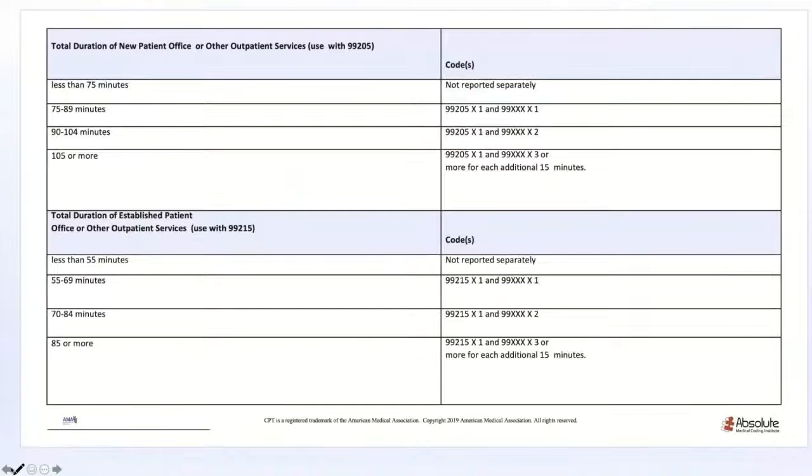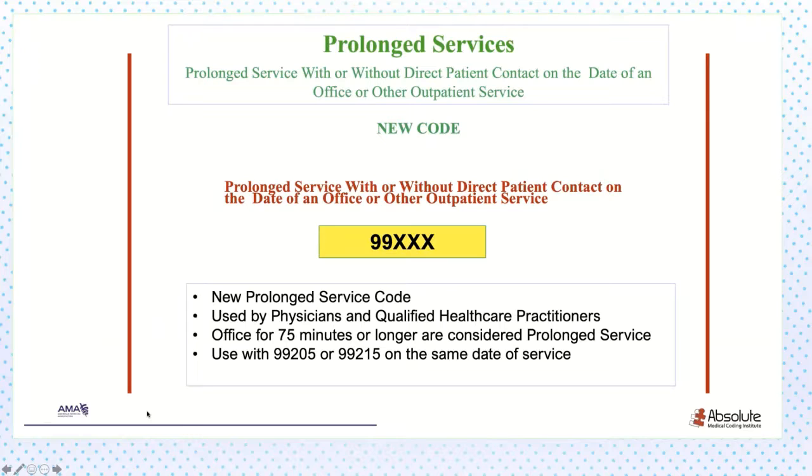Yes, and here are the code's features. This is a new prolonged services code. This is used by physicians and qualified healthcare practitioners. These are used for office visits that are 75 minutes or longer. When an office visit is 75 minutes or longer, it is considered a prolonged service. That is a major change. And again, we only use this code with 99205 or 99215 on the same date of service when it's in the office. Now, let's take a look at the chart.